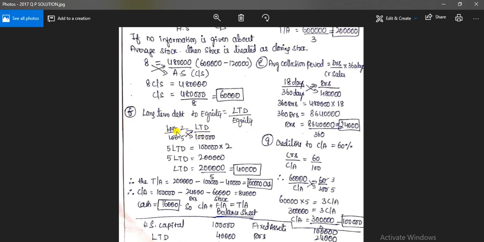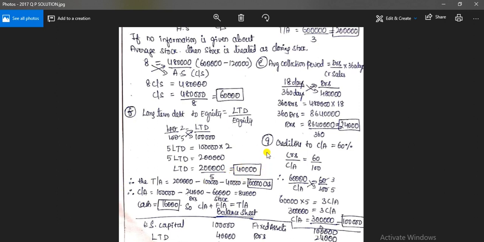Now this can be simplified. 40 divided by 100 is simplified to 2 by 5. So 2 by 5 is equal to long-term debt divided by 1 lakh. Just make a cross multiplication: 5 long-term debt is equal to 1 lakh into 2, that is 2 lakh. So long-term debt is equal to 2 lakh divided by 5, that is 40,000. So 40,000 is the long-term debt.